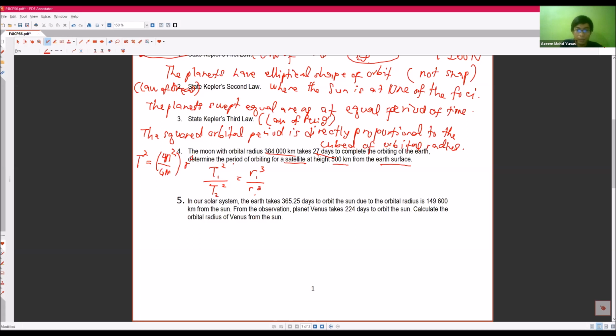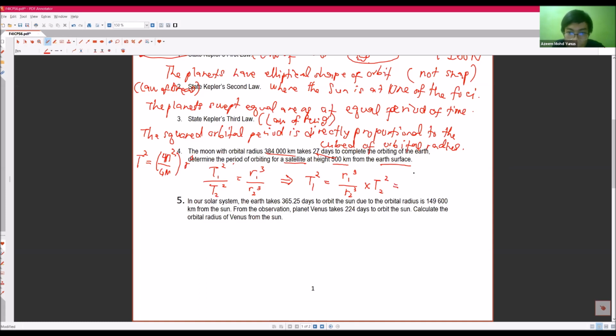Okay, so it asks us to calculate the period. Let's assume that this T1 and R1 belong to the satellite at height 500 kilometers, whereas T2 and R2 belong to the moon. If we want to find T1, then we can rearrange it like this: R1 cubed over R2 cubed times T2 squared. So let's plug in all the values.